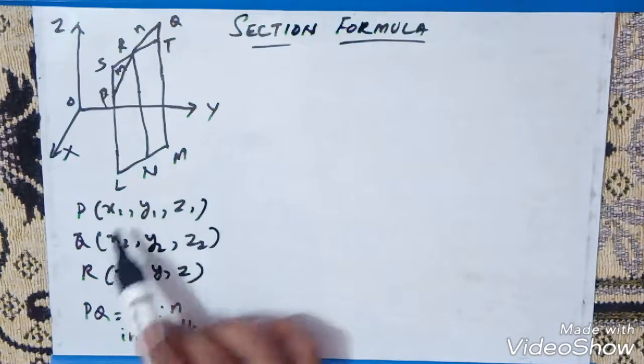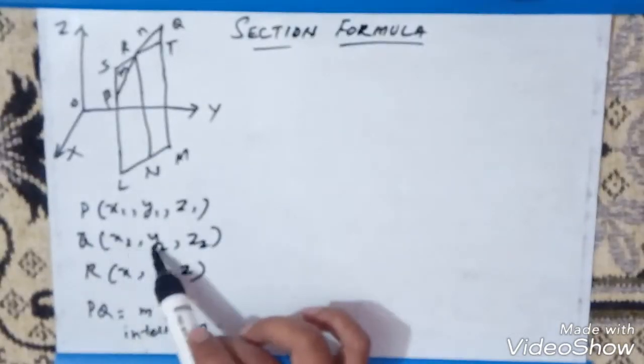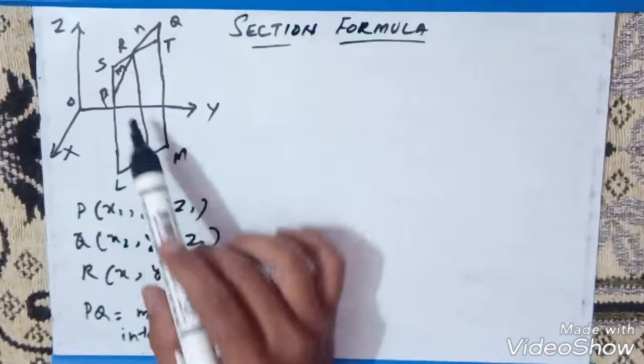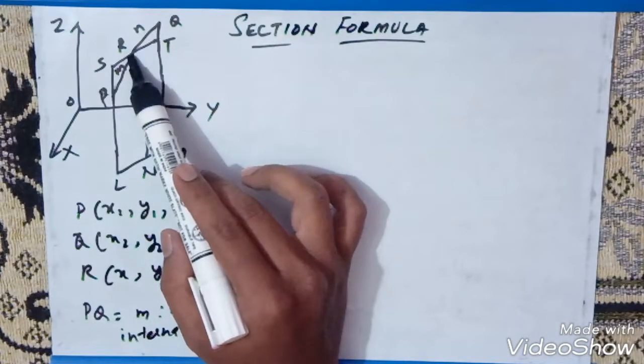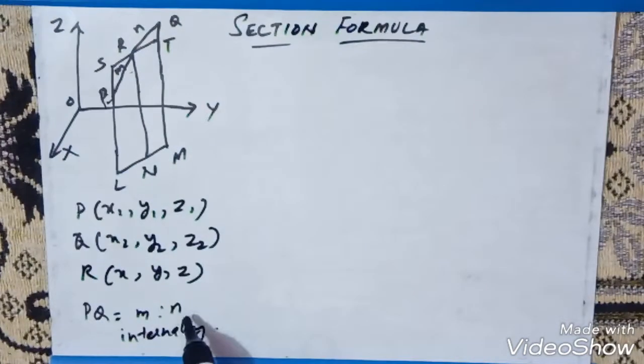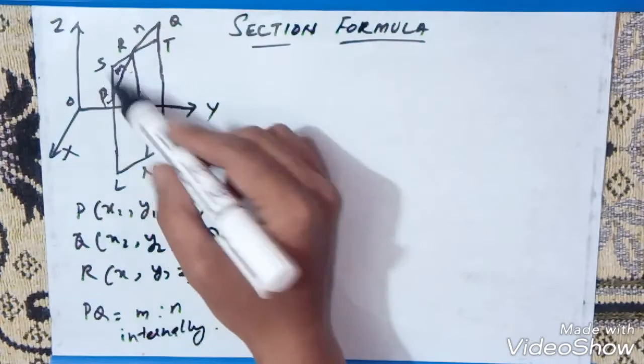Learn about how to derive the section formula. Let the two given points be P(x1, y1, z1) and Q(x2, y2, z2). And these are the two points. Let the point R(x, y, z) divide this PQ in the ratio m is to n internally.